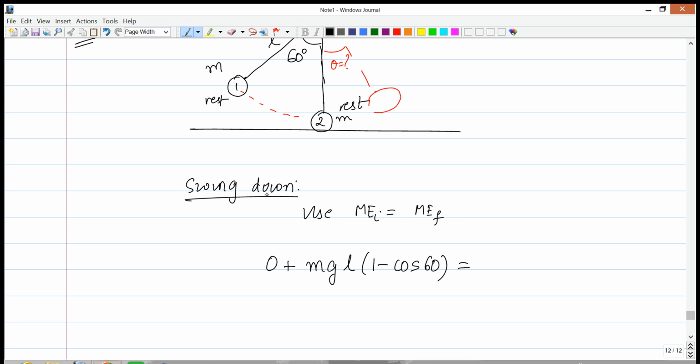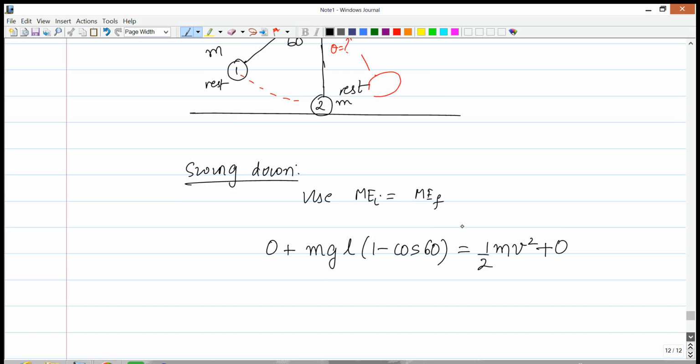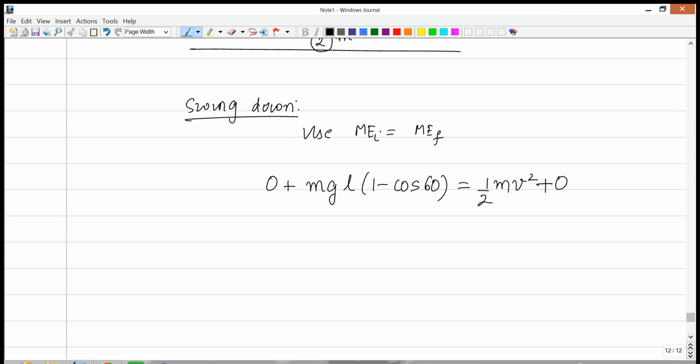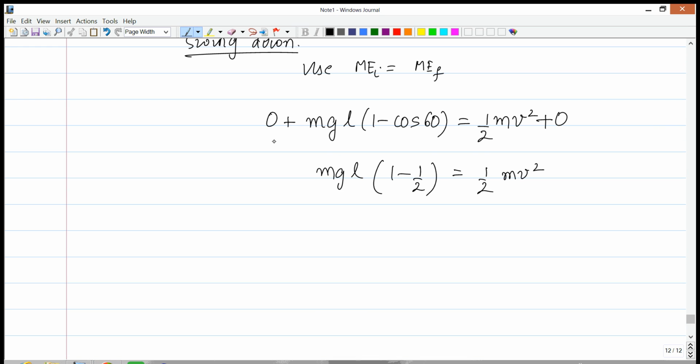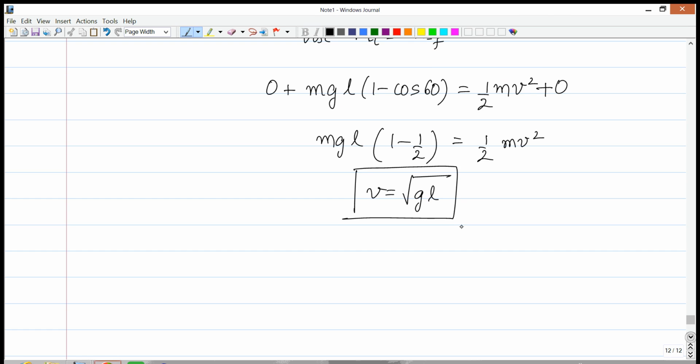Okay, so this should be standard by now. You should recognize this right away, and be able to do basic geometry and figure this out. Just do it a couple times and you'll never forget it. And then at the bottom, it has all kinetic, one half mv squared, plus 0 potential. So this is only for bob 1. Now cosine of 60 is half, so I get mgL times 1 minus half equals 1/2 mv squared. Now 1 minus half is nothing but half. The half cancels out, and v is equal to square root of gL. Great. So we have the velocity of bob 1 just before the collision.